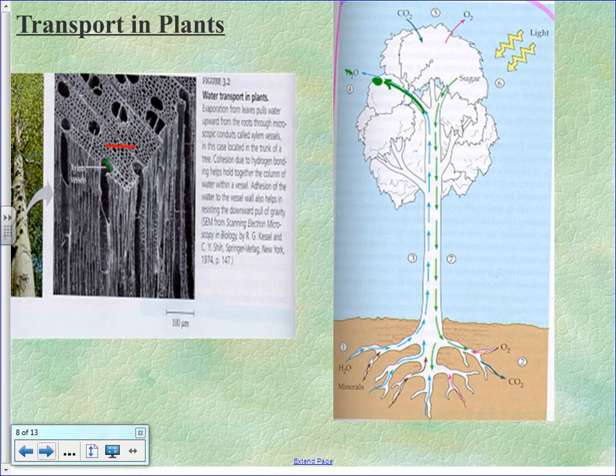And it's free. The tree doesn't have to spend any energy for this to happen, because osmosis is a passive process. Right? So believe it or not, the tree expends no energy to transport water from the roots to the leaves. It simply relies on osmosis and the polar nature of water.